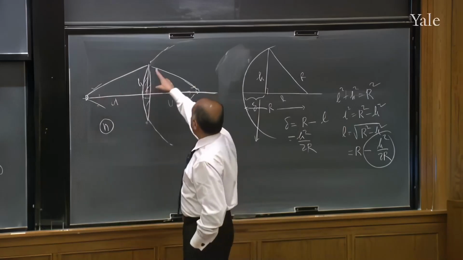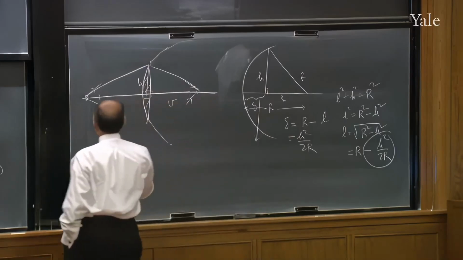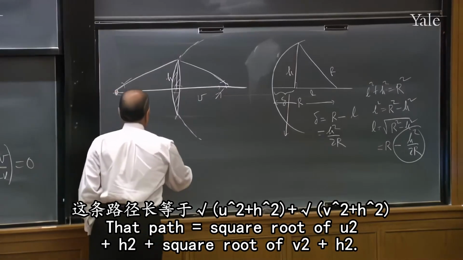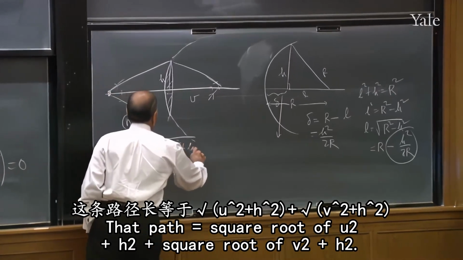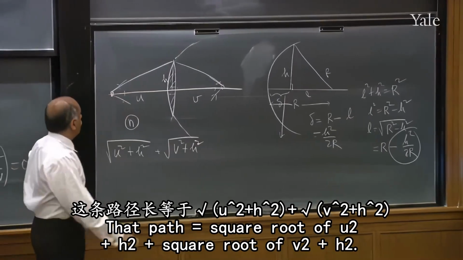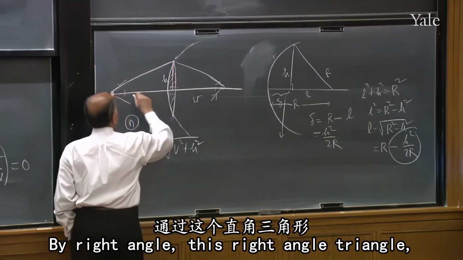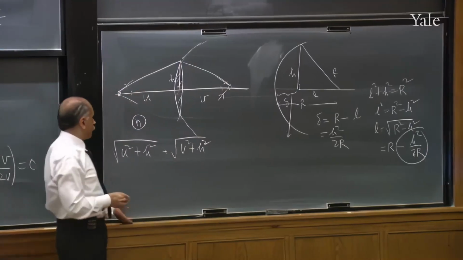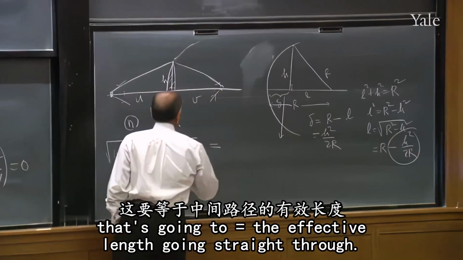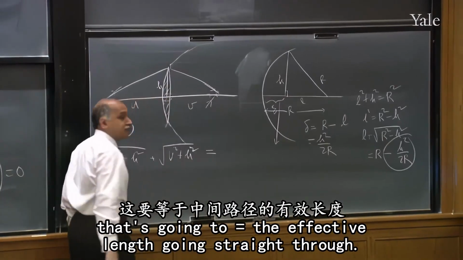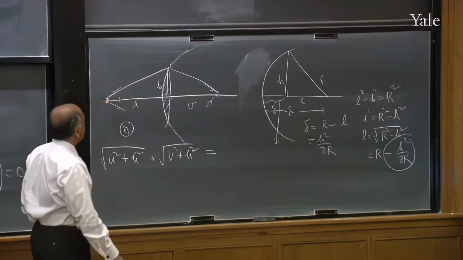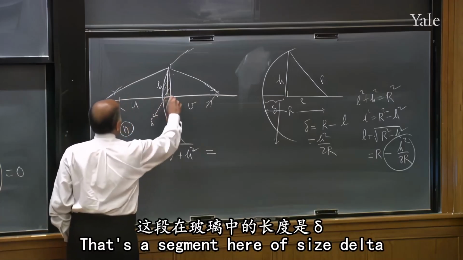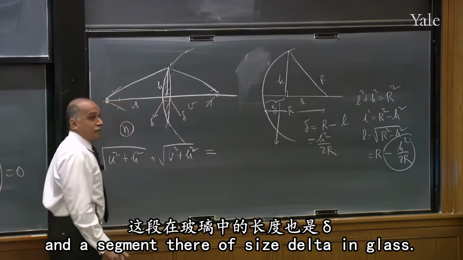So let's see how long is that path. That path is equal to the square root of u squared plus h squared plus the square root of v squared plus h squared. Right? By right angle, this right angle triangle, that right angle triangle, very easy to get that. And that's going to be equal to the effective length going straight through. So let's look at the effective length in two portions. That's a segment here of size delta and a segment there of size delta in glass.